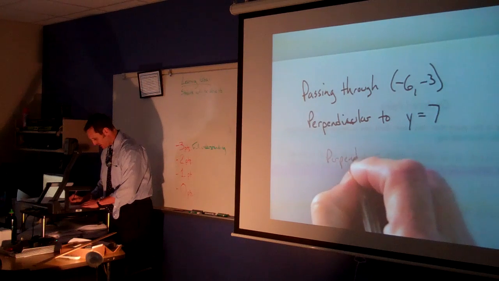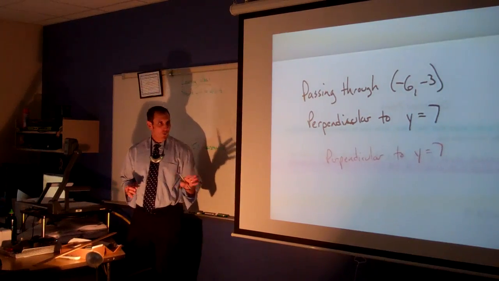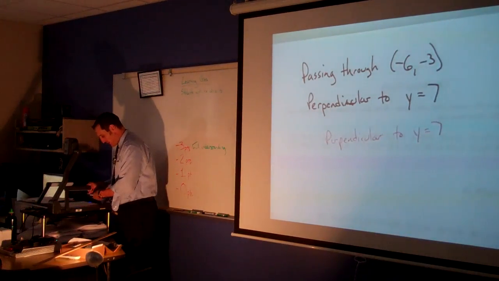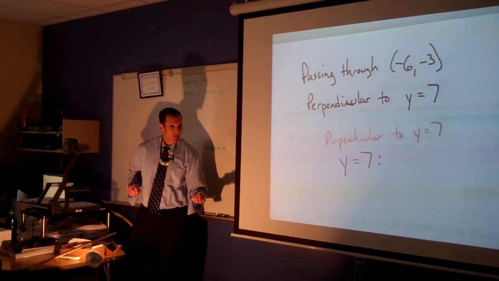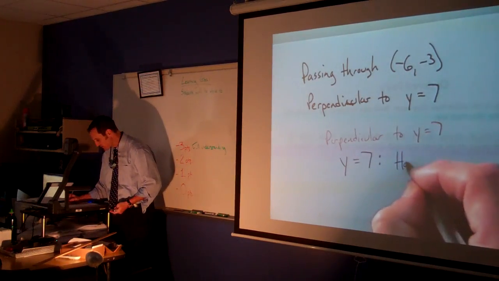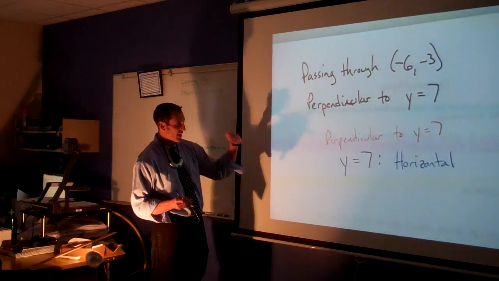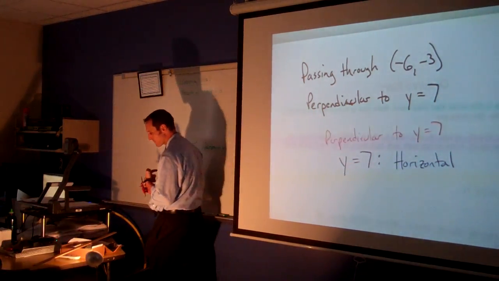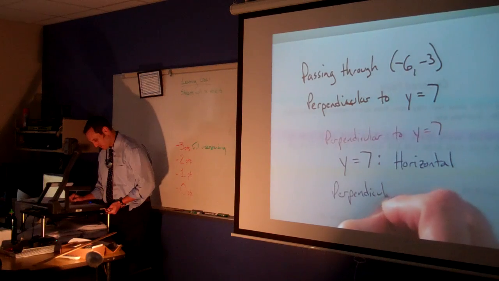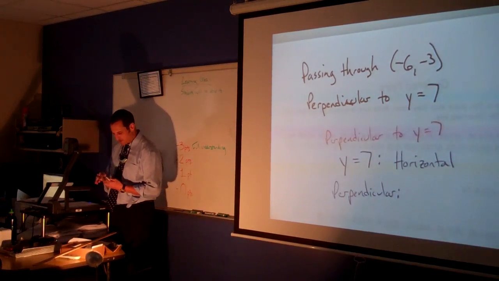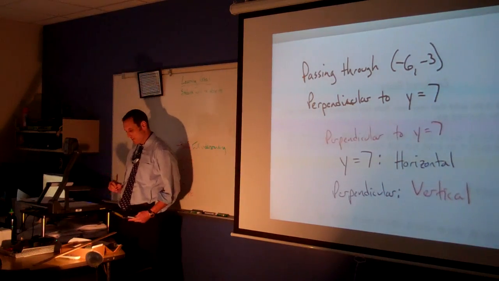Perpendicular to y equals 7. Well, let's think about y equals 7. First of all, let's think about y equals 7. What kind of line is y equals 7? There's no x. It is a horizontal line. So we have to think that. We have to remember y equals 7 is a horizontal line. And what is perpendicular to horizontal? Perpendicular to horizontal is vertical. All of the thinking that has to take place.